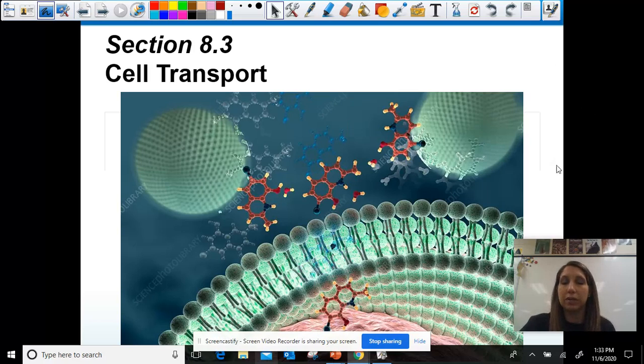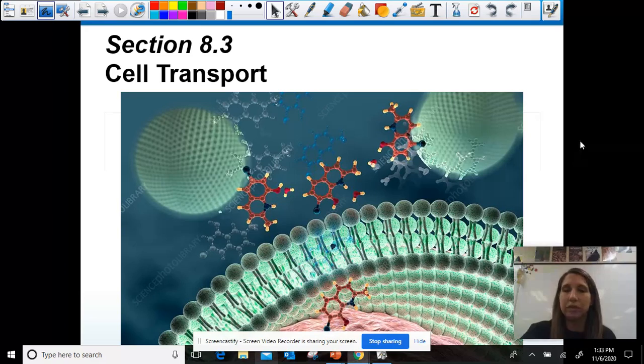What we're going to deal with here is exactly how we move materials into a cell, how we move materials out of a cell, and what drives that process, whether we need some energy to help with that, additional proteins or other molecules or organelles. Okay, so go ahead and get the title, section 8.3, cell transport.